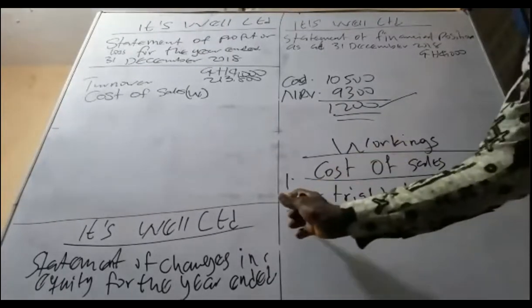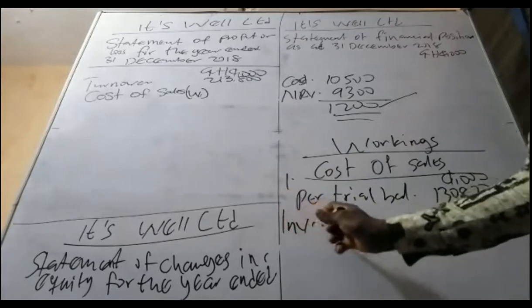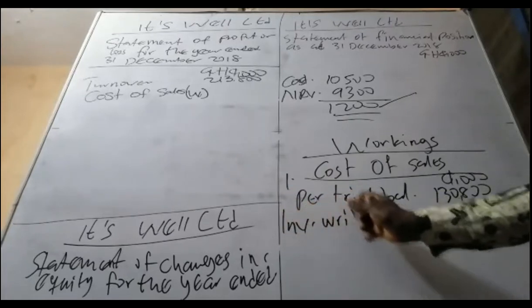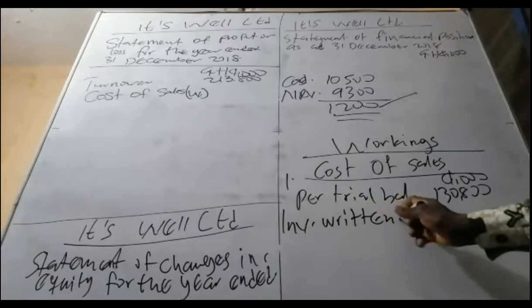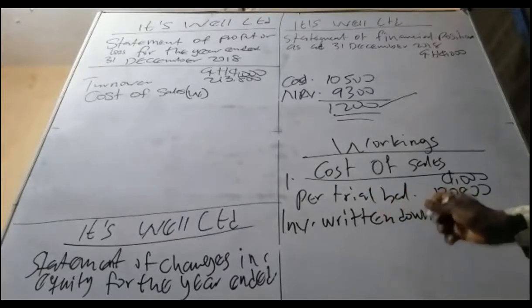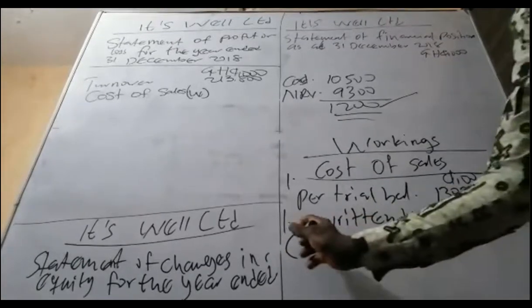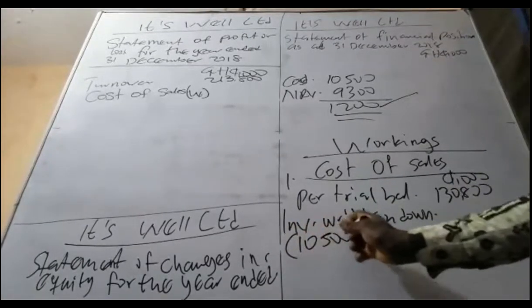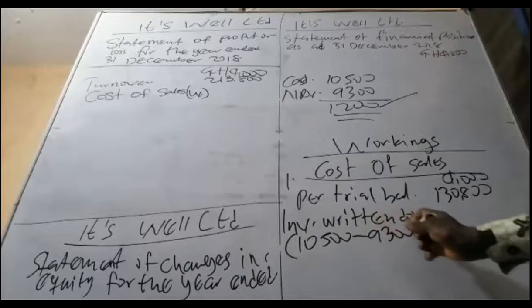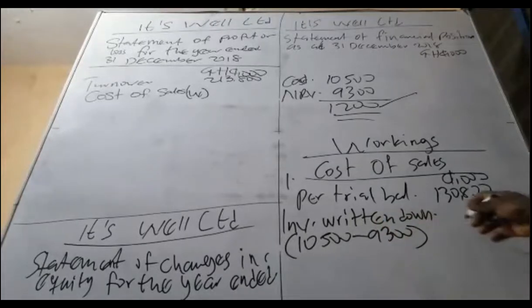So I'll come here and tell the examiner that inventory written down, open my bracket nicely. Tell the examiner that it was 10,500 less 9,300. I'll get 1,200. I'll put it here, 1,200. That's the inventory written down.